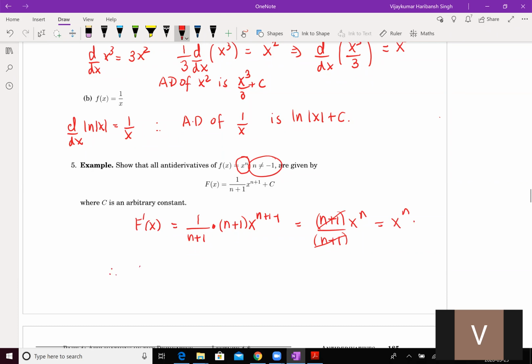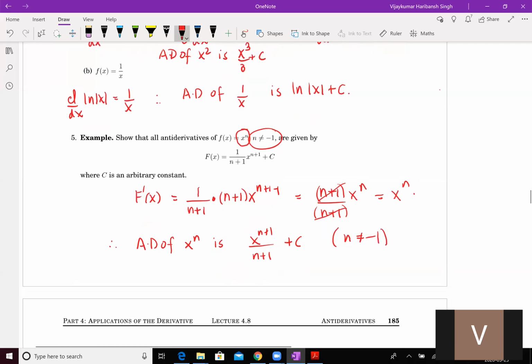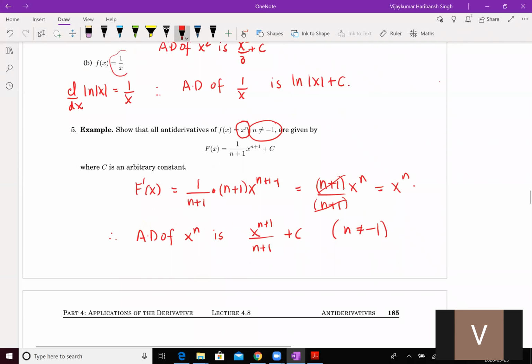Therefore, you can see that the antiderivative of x to the n is x to the n plus 1 upon n plus 1 plus c. Of course, when n is not -1. However, when n is -1, you have already seen that case here. So when n is -1, you will get that the antiderivative of x to the -1 is ln of absolute value of x plus c.